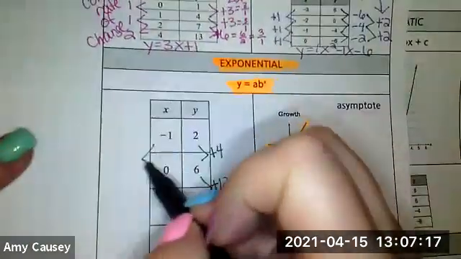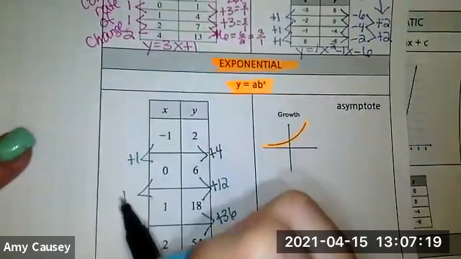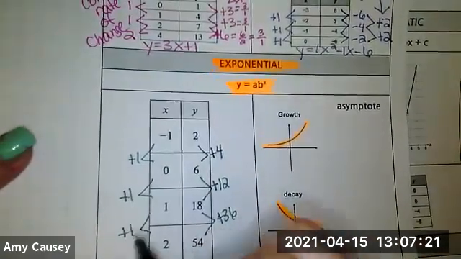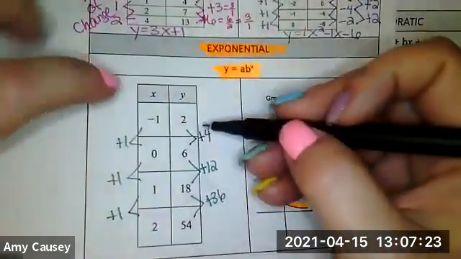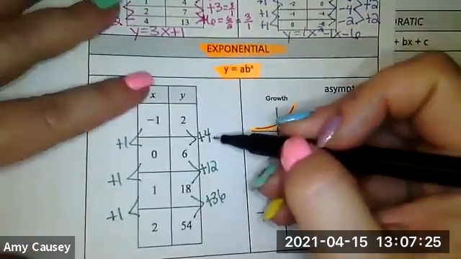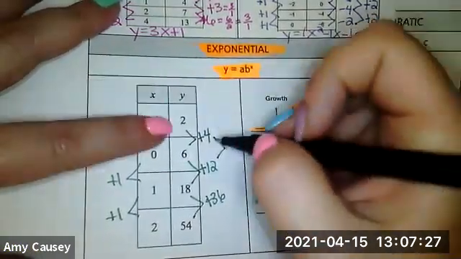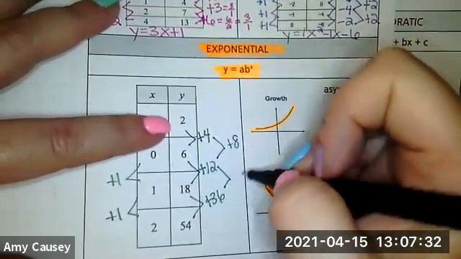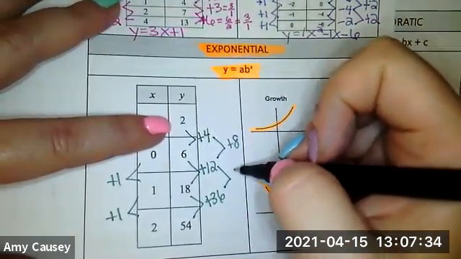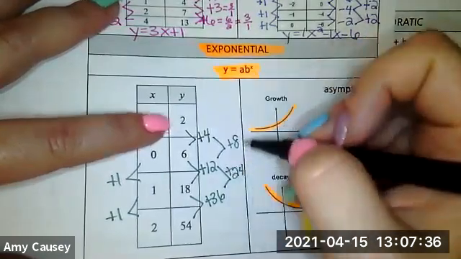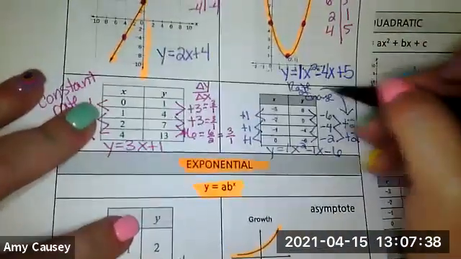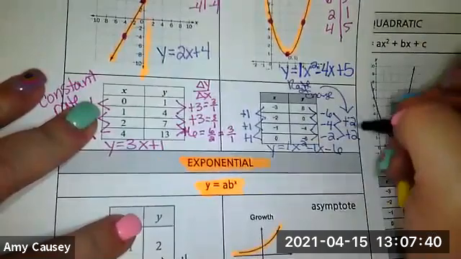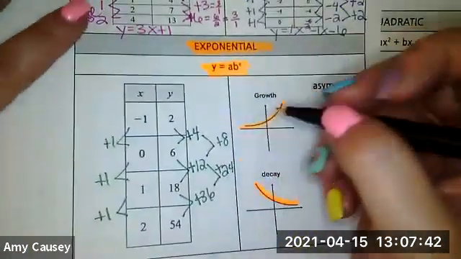Now from here to here, it's plus 1. From here to here, it's plus 1. From here to here, it's plus 1. So it's definitely not linear. So now let's try our second rate of change. So from 4 to 12 is plus 8, but from 12 to 36 is 24. So it's not quadratic either, because my second rate of change is not constant.